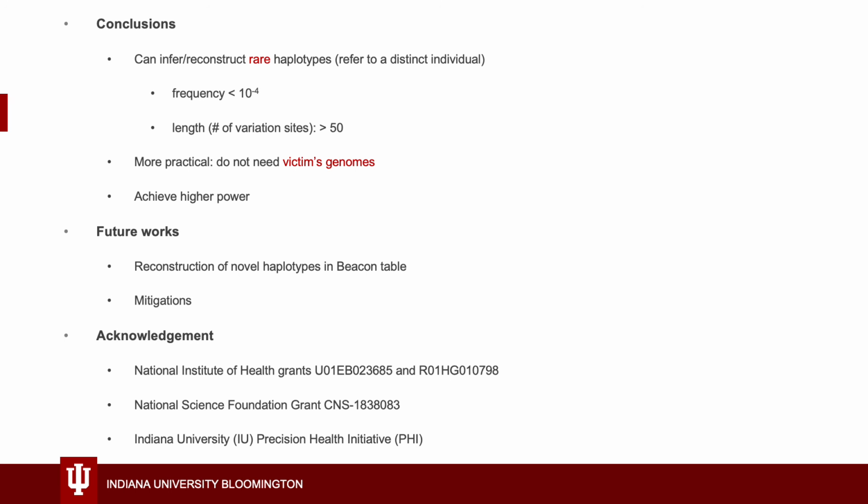In conclusion, by applying our method, we can infer or reconstruct very rare haplotypes that are unique enough to identify one single individual. In particular, they are with frequency smaller than 10 to the minus 4 and the number of variation sites larger than 50. More importantly, we don't need the victim's genome as prior information to perform the membership inference. Even with the victim's genome available, we can achieve a higher power compared to the previously mentioned ISMB-based membership inference.